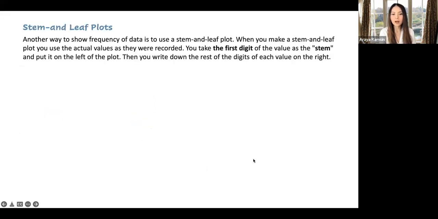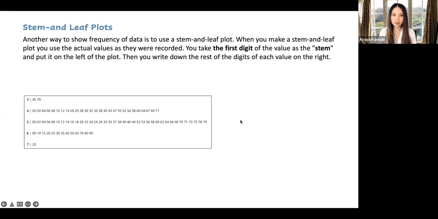Now another type that I want to talk about is called stem and leaf plots. This is another way to show frequency of data. So when you make a stem and leaf plot, you use the actual values as they were recorded. Use the actual values, and then you take the first digit of the values as the stem. Let me show you the picture so you can see it too.